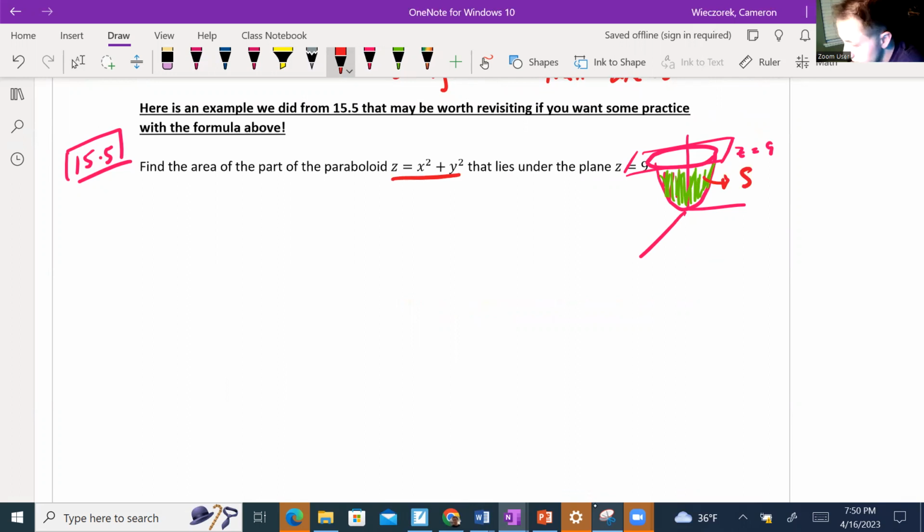Okay. So our domain, if we project this down into the xy plane, here's D. I'm going to sketch it over here in R2. It's a circle. It's the circle x squared plus y squared equals 9.